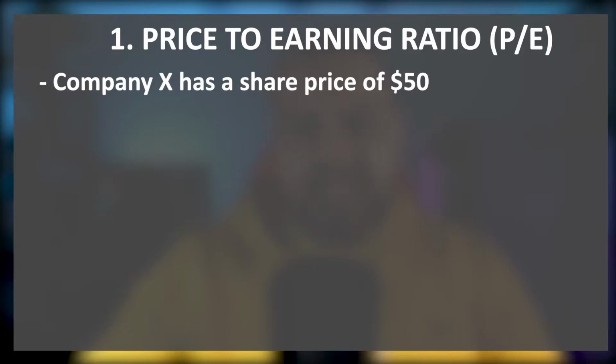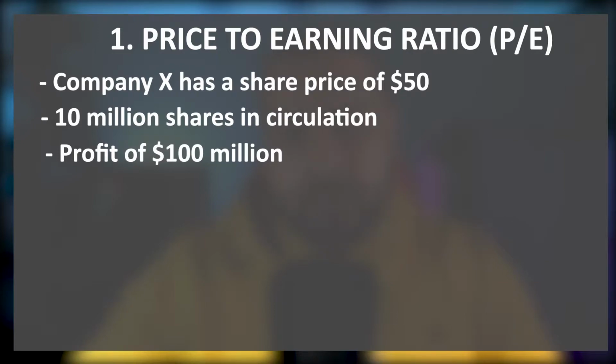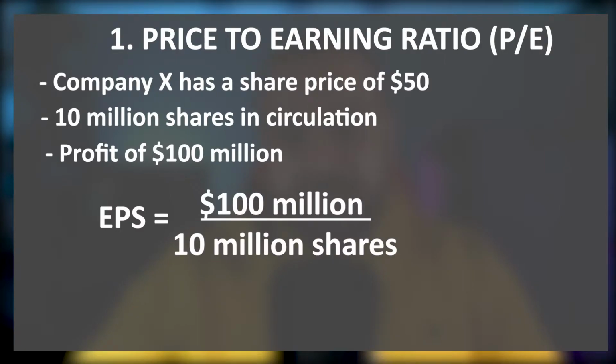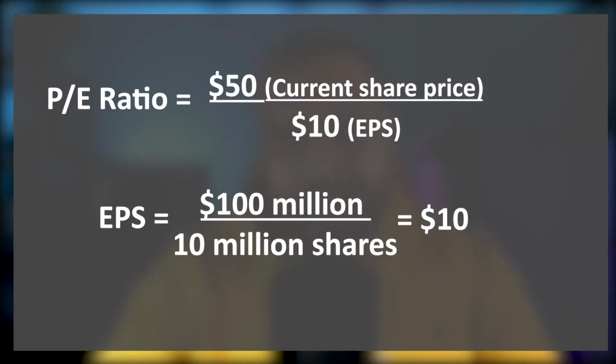Company X, its share price is $50 per share as it currently stands. Company X has 10 million shares in circulation and it makes a profit of $100 million. So the first thing we need to work out is the earnings per share, EPS. So it's going to be $100 million, because that's the amount of profits made, divided by 10 million, because that's the amount of shares issued. That gives us an earnings per share of $10. Now, the current share price of company X is $50, so $50 divided by the earnings per share, which is $10, gives us a PE ratio of 5.